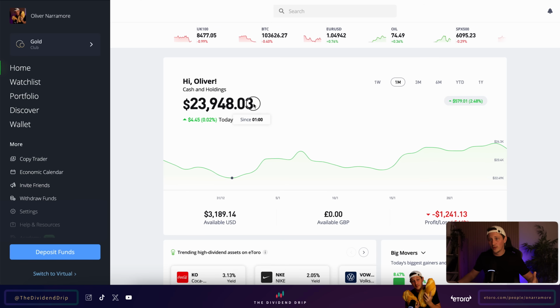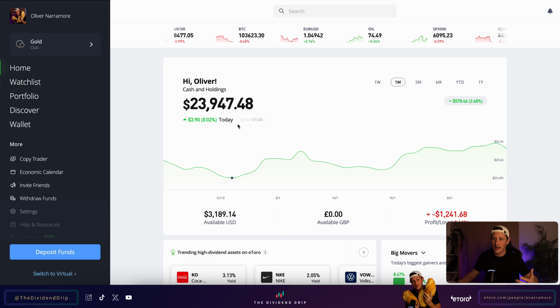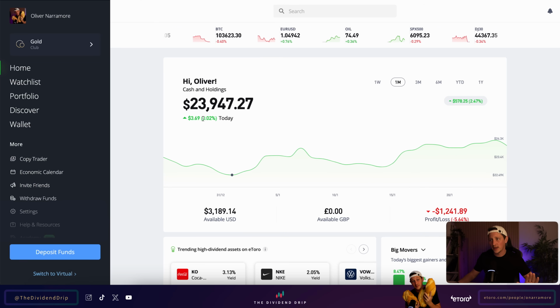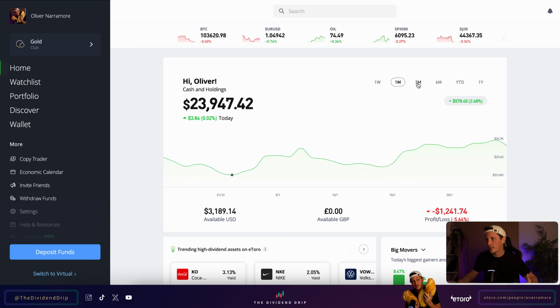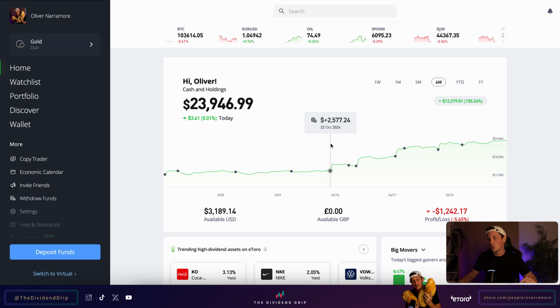On the top left here, you've got the current amount you have in your account. And then you've got your daily gains, okay? As it says there, it updates since 1 a.m., okay? So you can always expect this to update from 1 o'clock in the morning. You can change this from 1 week to 1 month, to 3 months, to 6 months, whatever you like. Just remember, when you add money into this account, it will affect these stats.